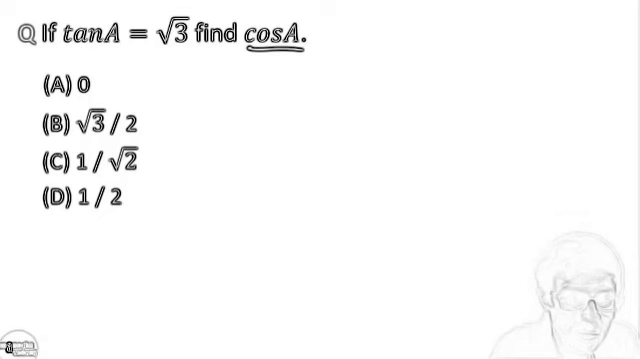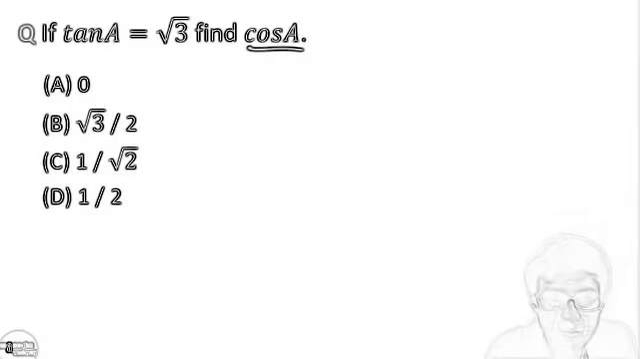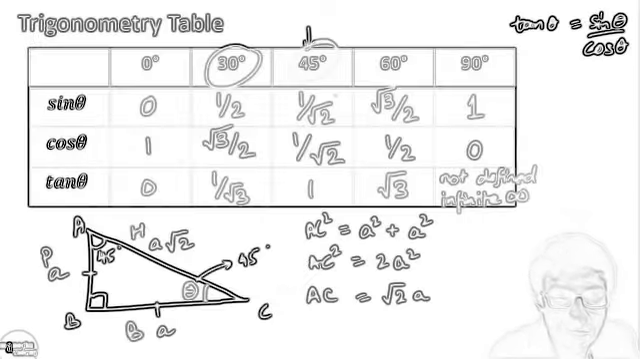Okay, very good. I'm seeing a lot of answers here. So what is the trick? The trick is we can see that this looks like a standard value. Tan A is root 3. So if you look at our tan table, can we find it here? Let's take a look.